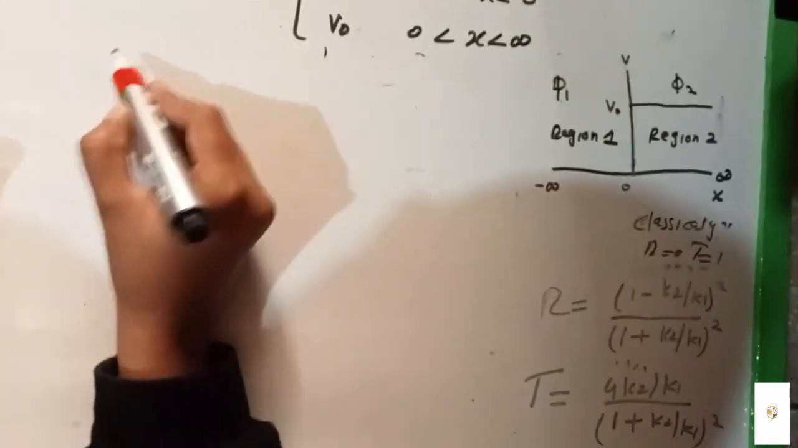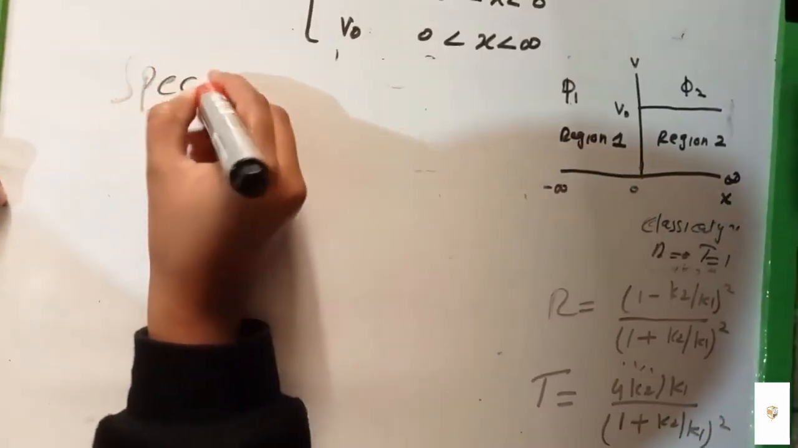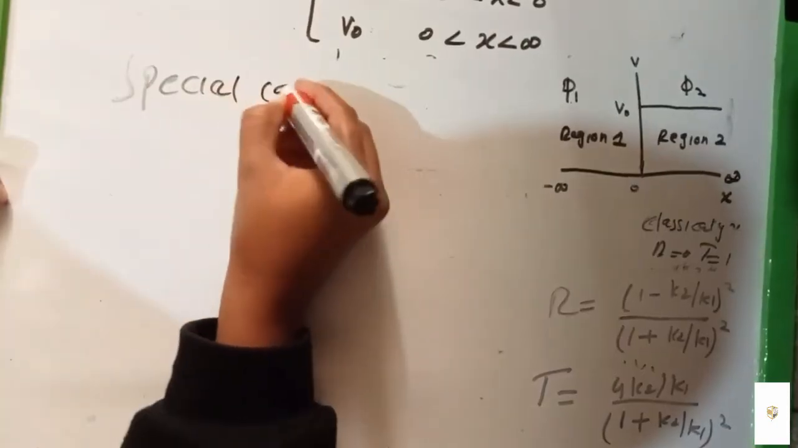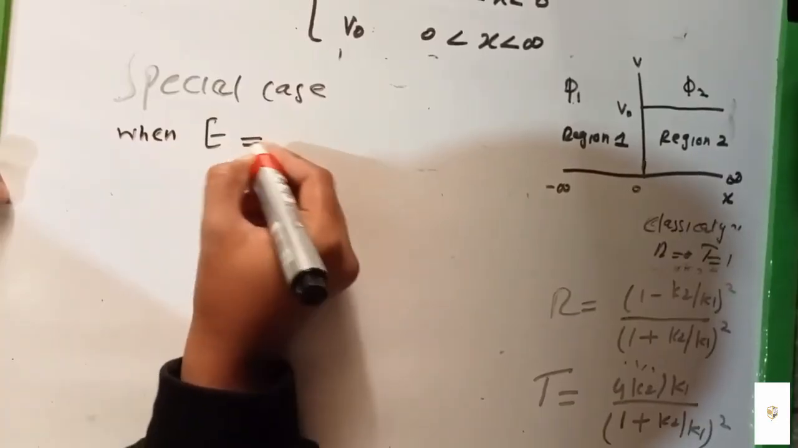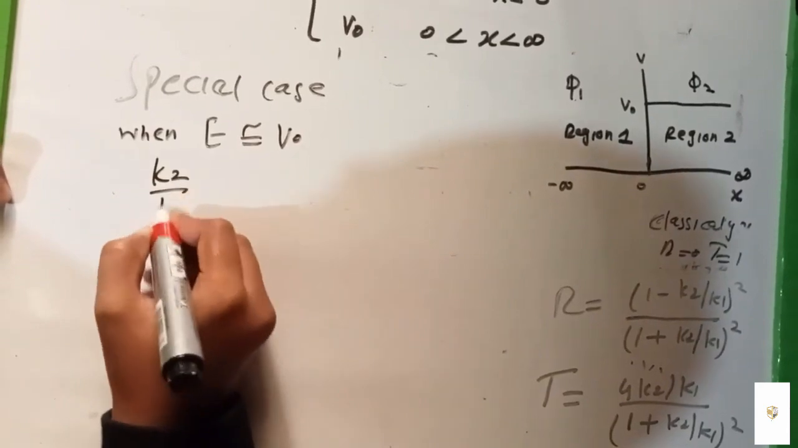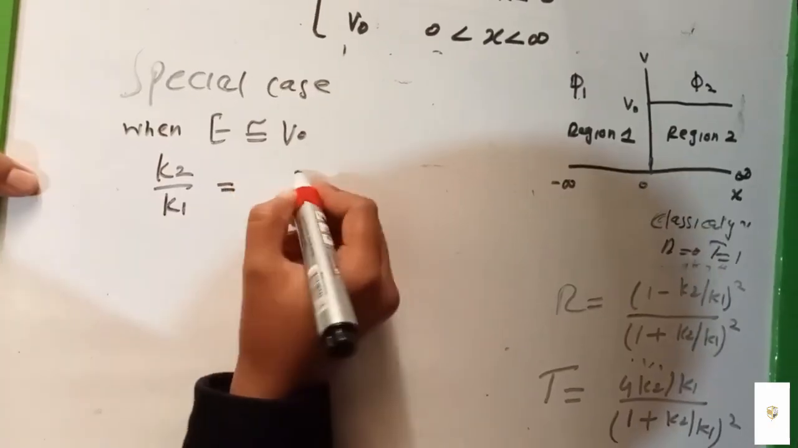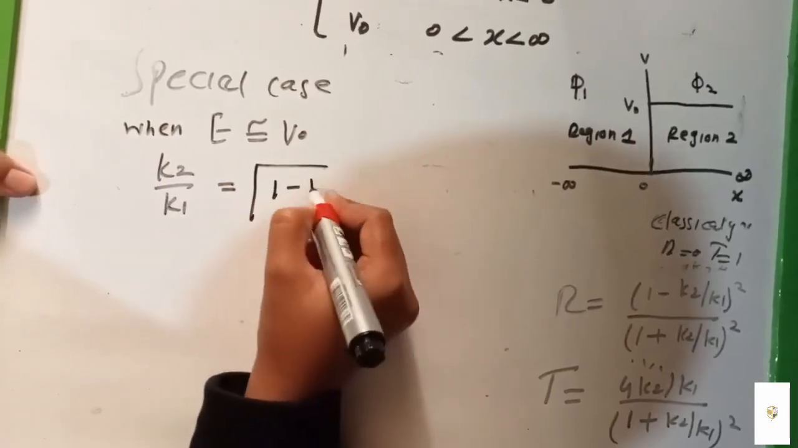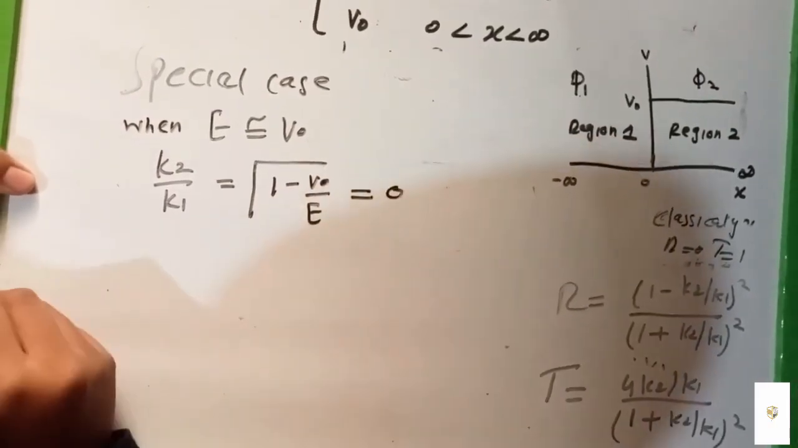Now we will consider a special case when E is approximately equal to V naught, then k2 over k1, which is equal to square root 1 minus V naught over E, is equal to 0.